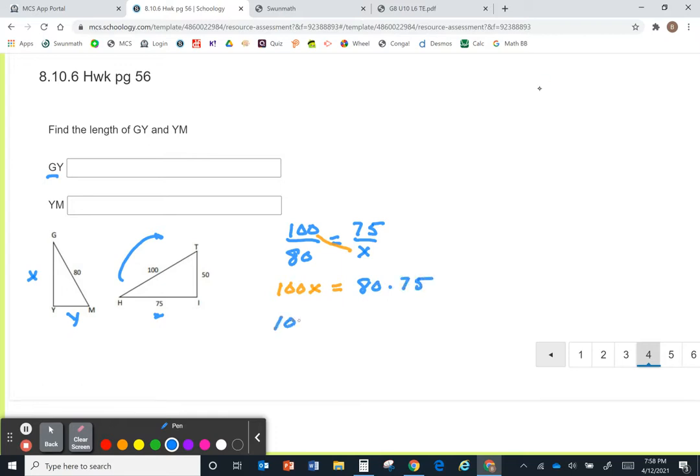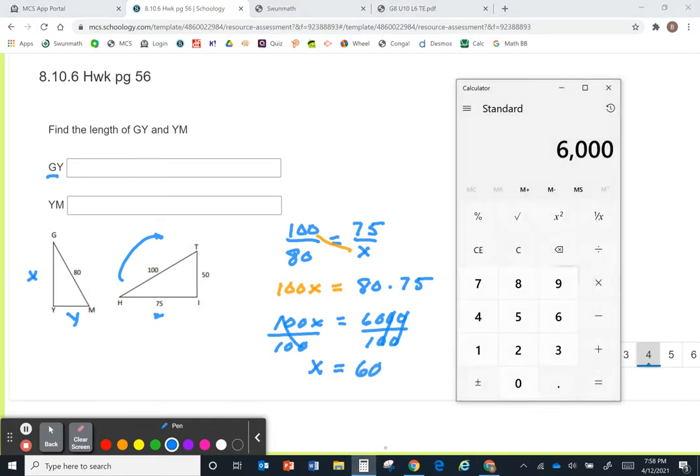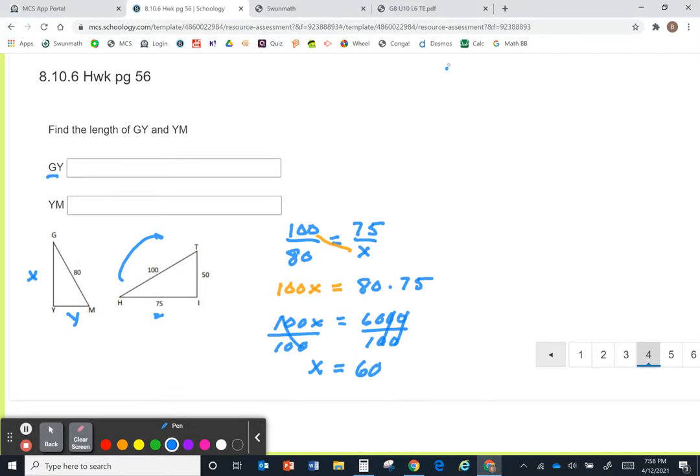All right, baby blue, 80 times 75. So 100x equals 6,000, right? Divide both sides by 100. They cancel. X, and you just go like that, right? X is 60. You don't believe me? Divide it by 100. 60. So yeah, just cross out this. So x is 60. X is 60. And that's the same as the y, 60.